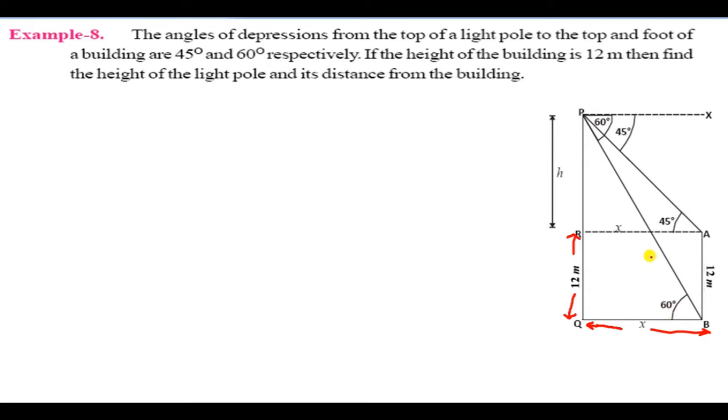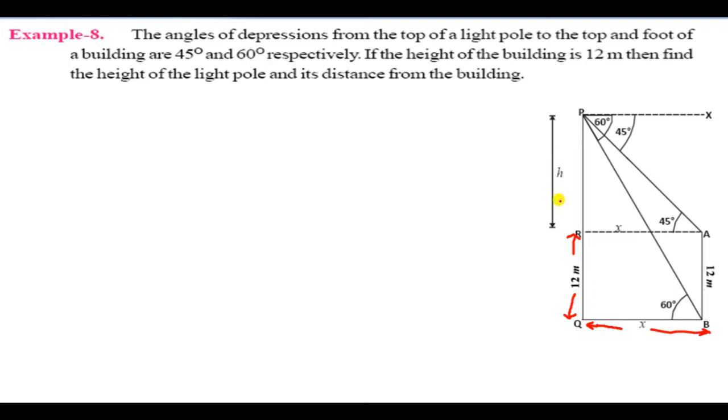Now what will happen? If the height of the building is 12 meters, this one is 12 meters, so it is also 12 meter. Find the height of the light pole and its distance from the building. X you have to find, the distance from the building, and this is H, the light pole.